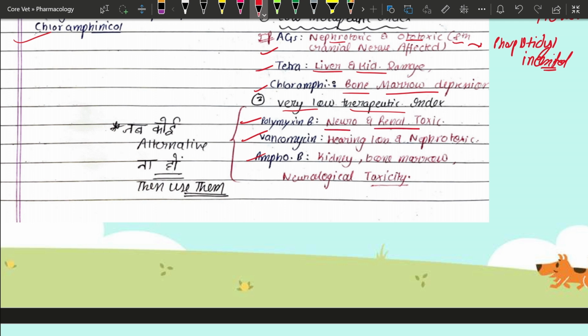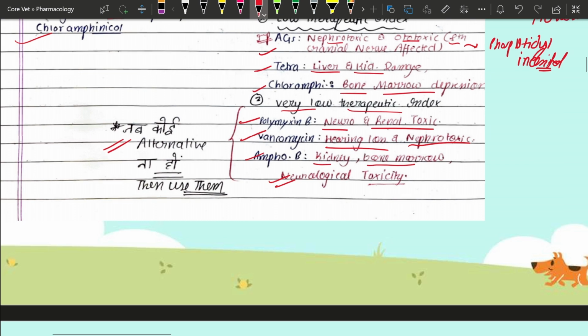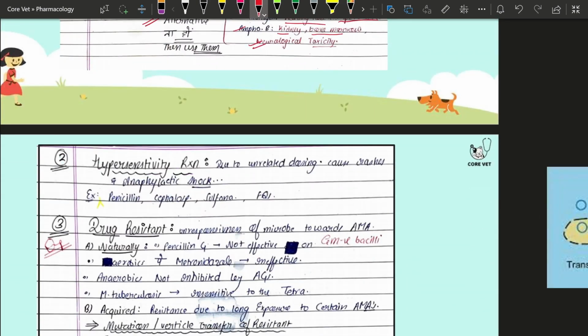Okay, so the polymyxin B shows neurotoxicity and renal toxicity. The vancomycin shows a tendency to cause hearing loss and it is also nephrotoxic. The amphotericin B damages the kidney, the bone marrow and also shows neurological toxicity. So these drugs are used when you don't have any alternative to treat a certain patient. Okay, then only you are going to use these certain therapeutic agents, right?